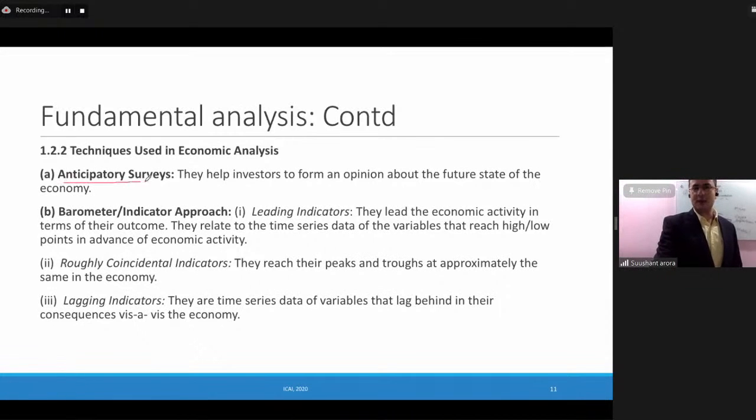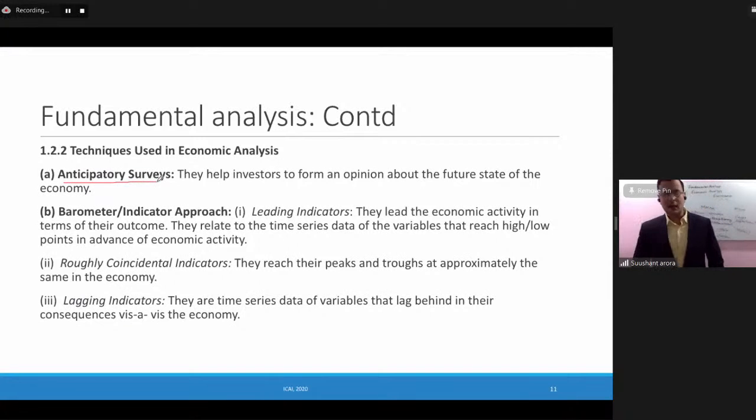First, we use the anticipatory surveys, which help the investor to form an opinion about the future growth of the economy. There are a lot of associations. If you are based out of Delhi, New Delhi, the capital of our country, you must have seen FICCI near Connaught Place, and there are so many other association chambers who keep doing these surveys, where a lot of economists are employed who look at the different areas, different sectors of the economy. What are sectors? What are areas? We'll discuss it in a few slides.